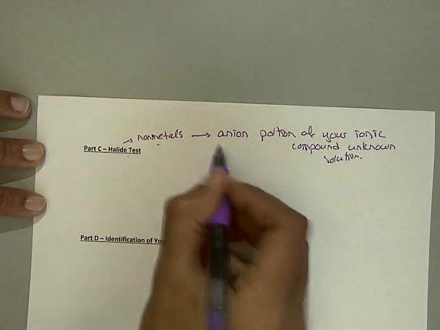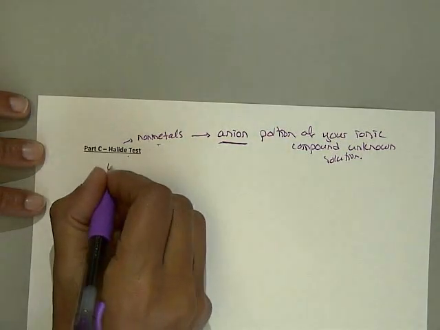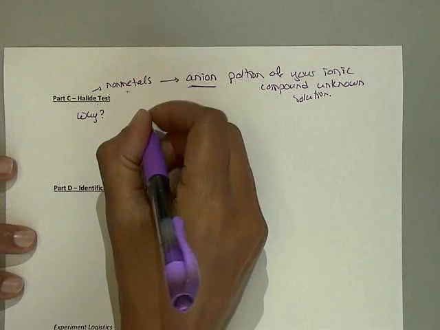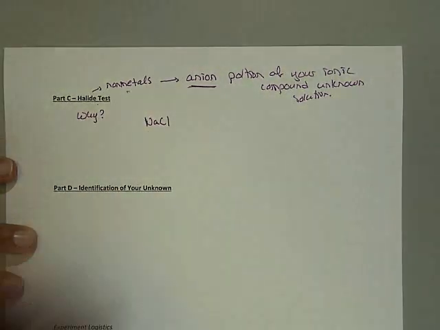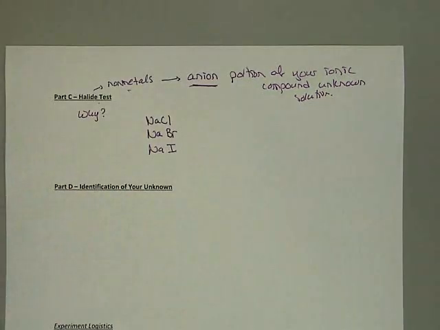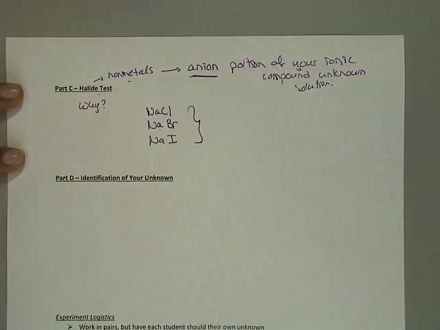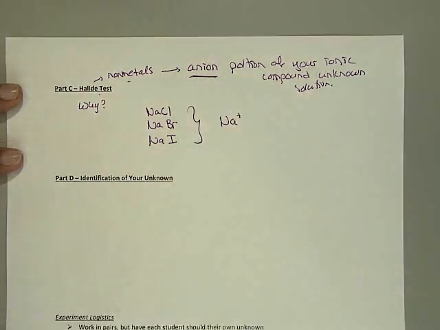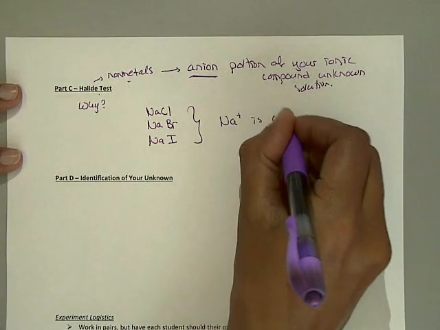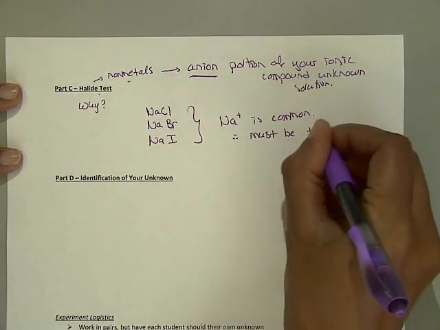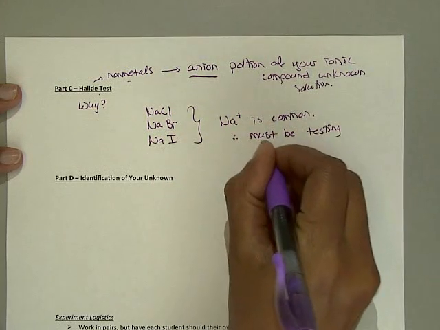So in part C, you're identifying again the anion portion of your unknown solution. Why is that the case in part C? Well, if you read part C, you're going to see that you're going to be using a sodium chloride solution, a sodium bromide solution, and a sodium iodide solution. If you notice here, what's the common element in these 3 compounds? The common ion is the sodium ion. So this is common. Therefore, we must be testing for the anion.